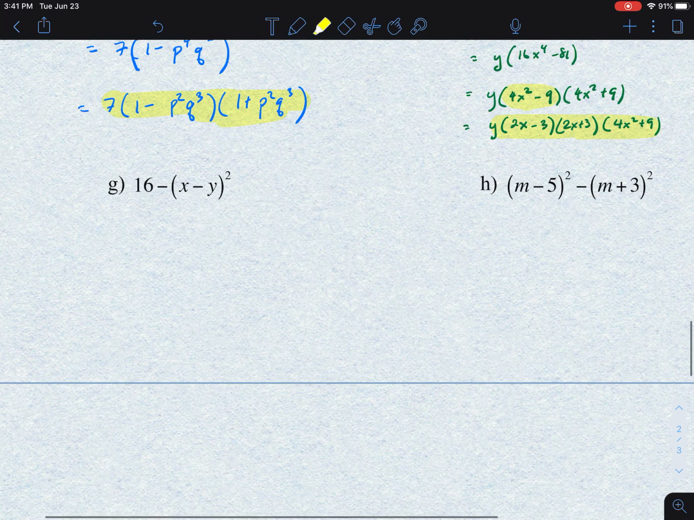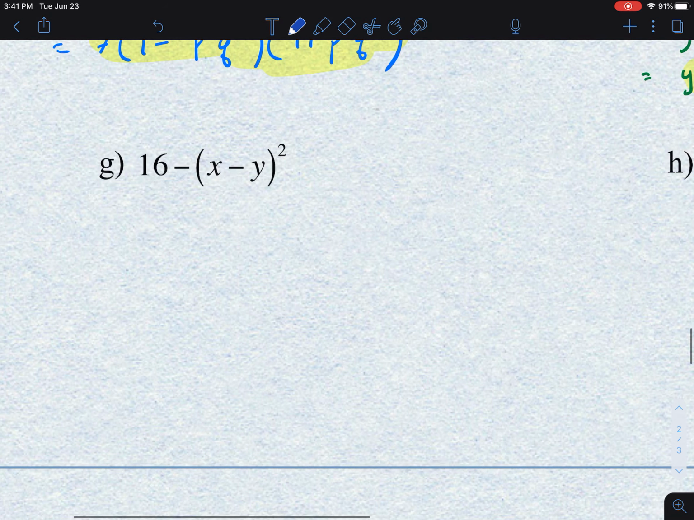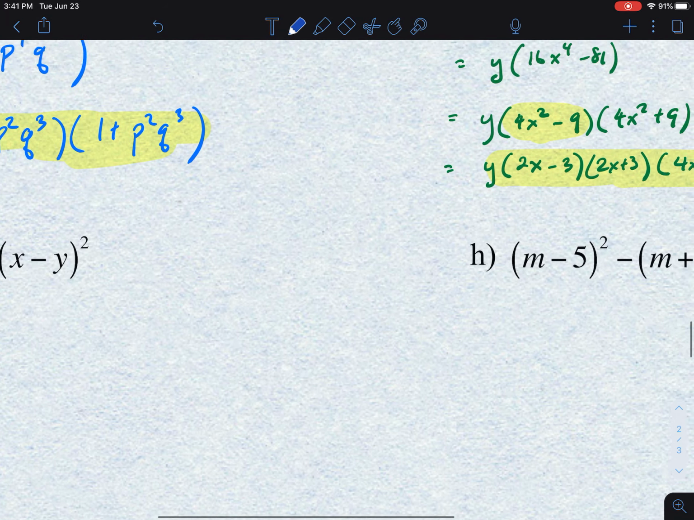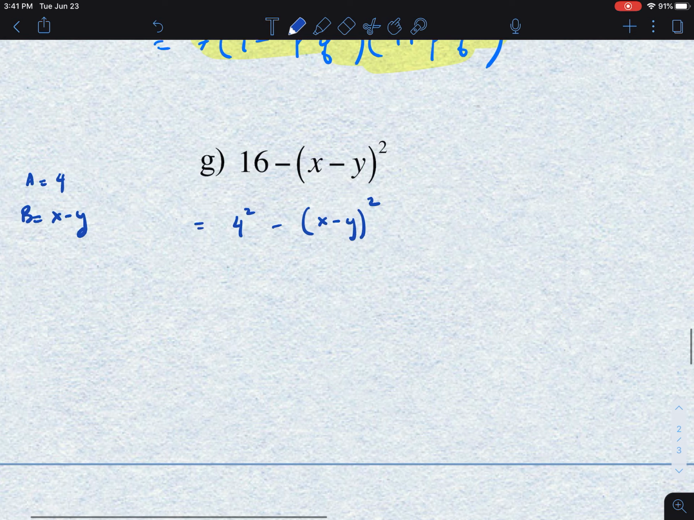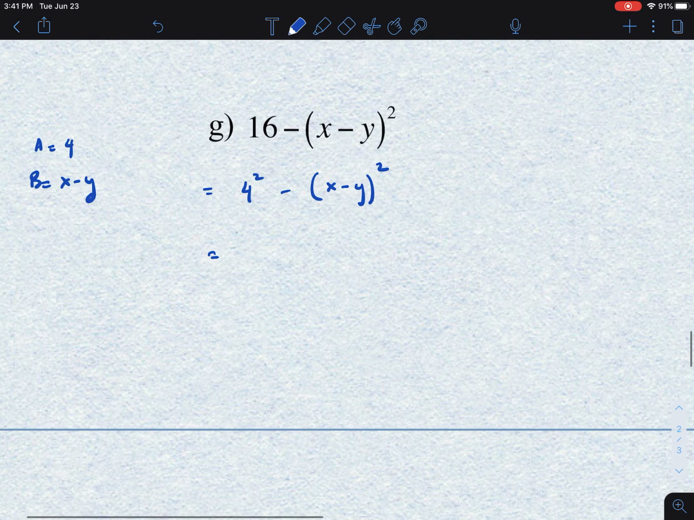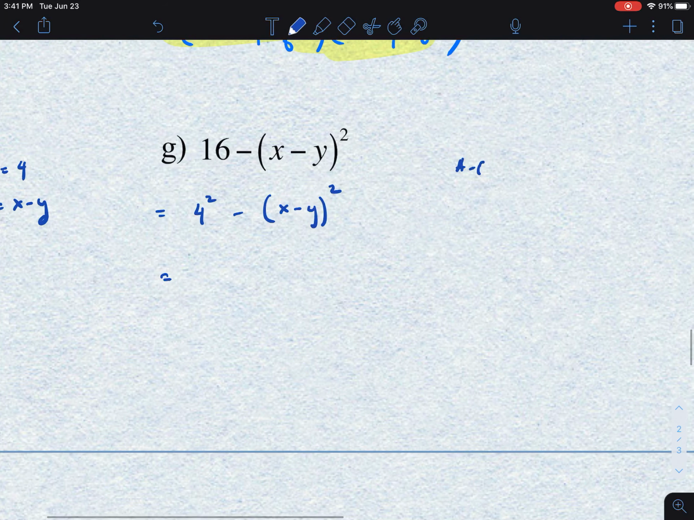I'm going to do this one here. This is a difference of squares too, but it's kind of weird. Our a in this case is 4. Okay, and our b is x minus y. Right, it's just that our b is now a binomial. So we can apply the difference of squares, right? a minus b, a plus b, right?